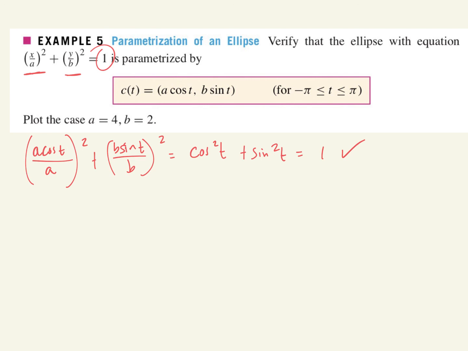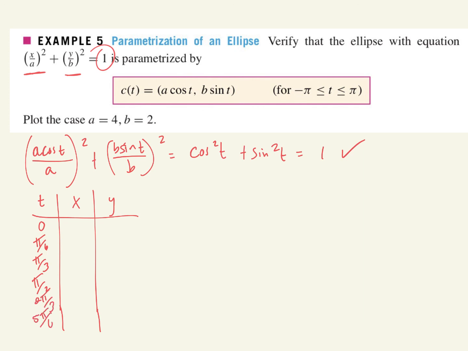Then it's saying plot the case of 4, 2. So similar to the very first example, we need to come up with 3 columns to figure out how we're going to graph this thing. It tells us that we're looking between negative pi and pi. I'm going to just do 0 to pi, because then I can reflect it from there. So 0, pi over 6, pi over 3, pi over 2, 2 pi over 3, 5 pi over 6, and pi.